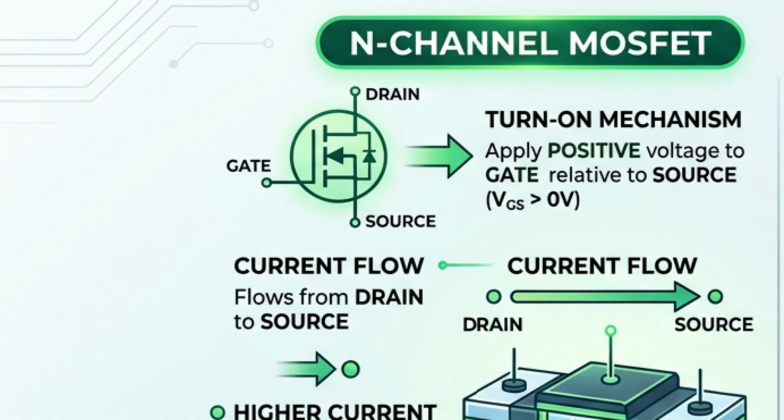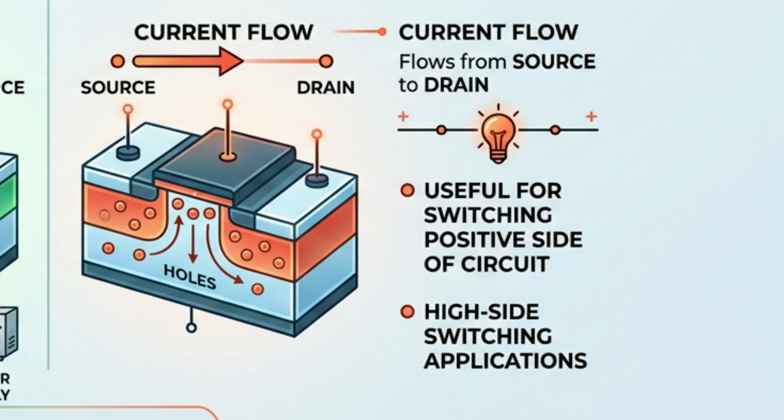N-channel types usually handle more current with lower resistance when on, so they are popular for switching big loads like motors, LEDs, or power supplies. P-channel ones are handy when you want to switch the positive side of a circuit.